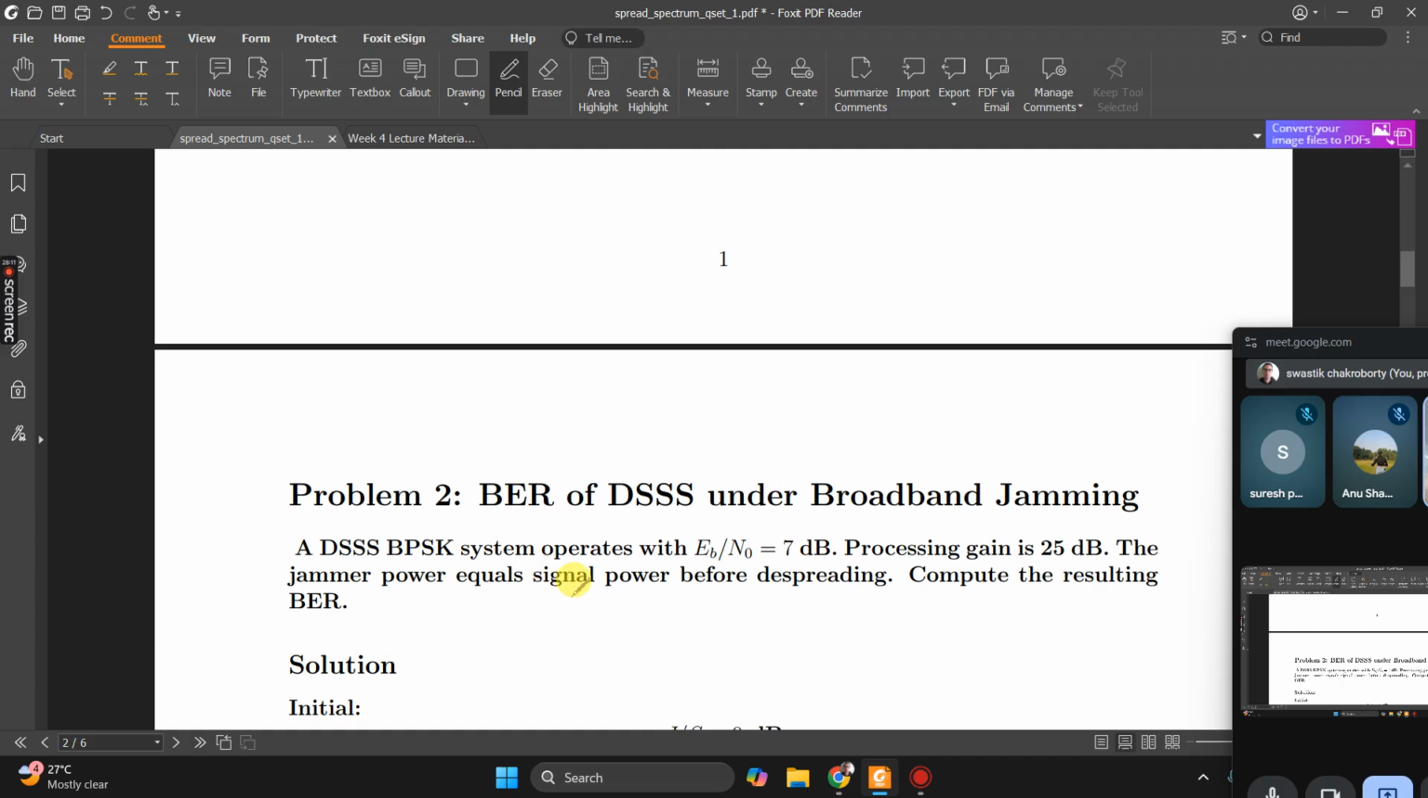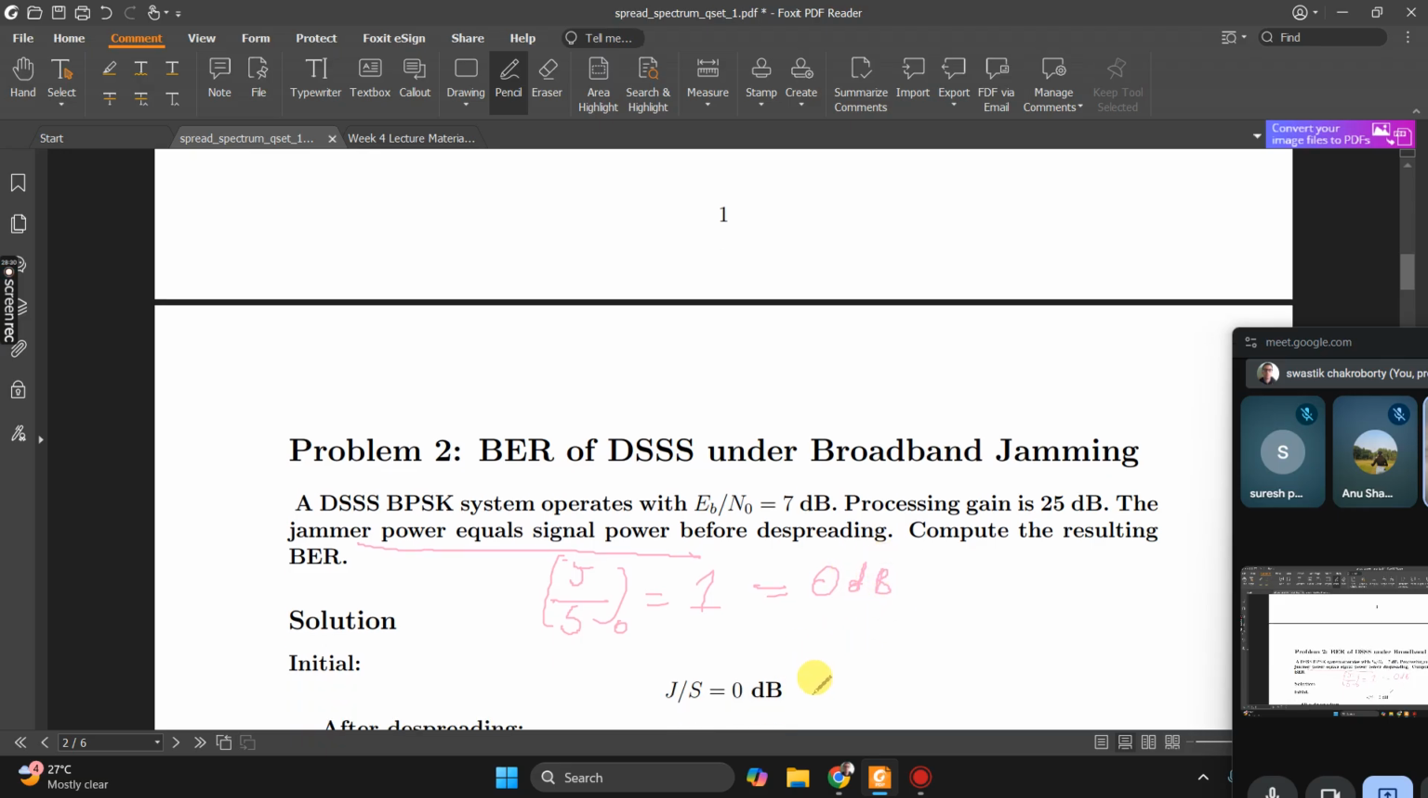Yeah. So here you can see the jammer power equals signal power before despreading. So J/S before is 1 in linear, or in decibel it is 0 dB, right? So that is what is shown here. J/S is 0 dB.